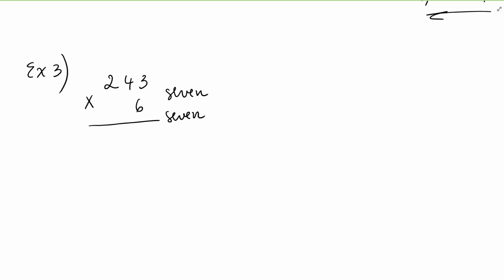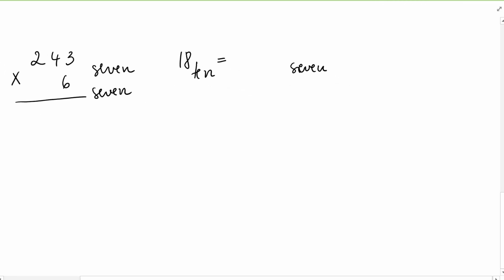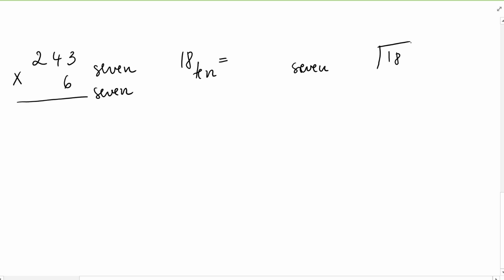So let's do one more example. 243 in base 7 times 6 in base 7. So 6 times 3, it's 18 in base 10, and we want to change it in base 7. So how do we do that? Well, we divide 18 by 7. 7 goes into 18 2 times. So we get 14, subtract, we get 4. So this is another situation where the quotient was not 1 like we usually get.